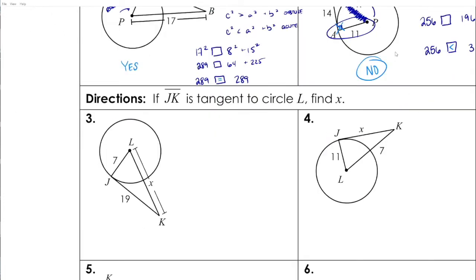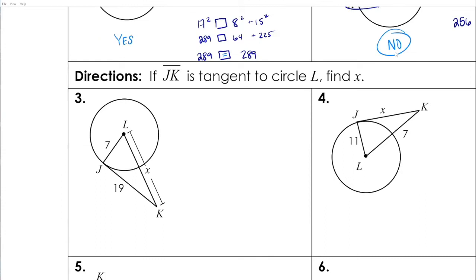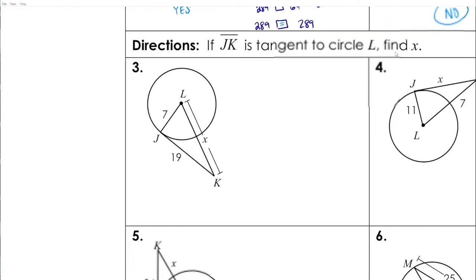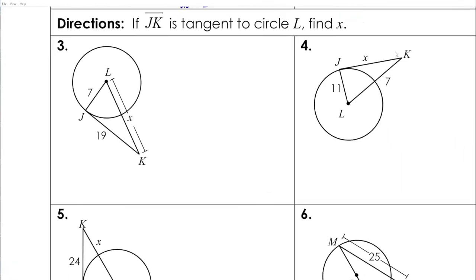All right. Well, they're telling us that JK is tangent now. They said, hey, JK is tangent. And to make that true, find X. How do we find the third side if we know 2 out of 3? That's right, our homie Pythagoras. A squared plus B squared equals C squared. A and B are my legs, C is my hypotenuse. So remember, our point of tangency is going to be where our right angle occurs.